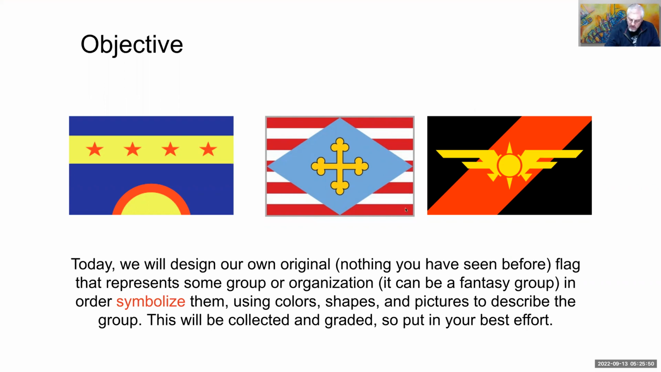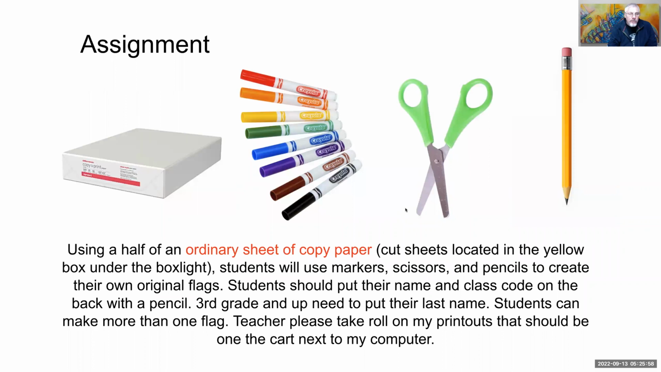All right, this is going to be collected, and it's going to be graded. So put in your best effort, please. The assignment is you take these half sheets of paper. They're underneath, in a yellow box, right underneath the box light. You should be able to find them. Students, you're going to use these markers, scissors, and pencils, and you're going to create your own flag. All flags don't have to be rectangular. Mine happen to be at the end when I show you the demonstration, but you can cut some stuff off. Just don't cut too much off, because then it won't be much of a flag anymore.